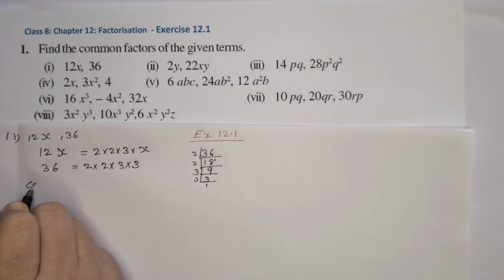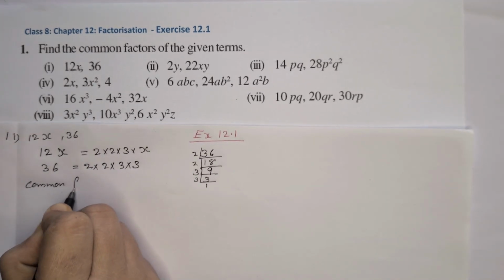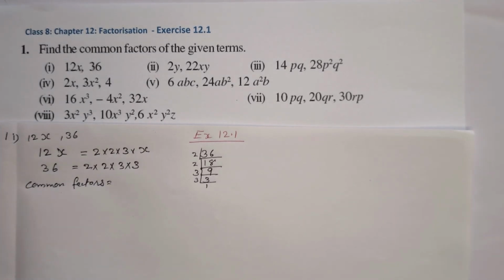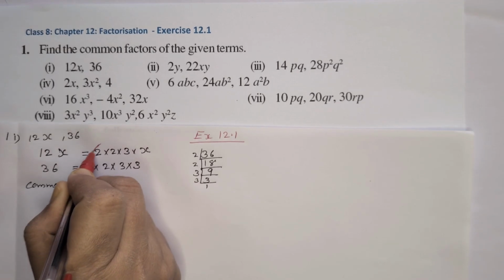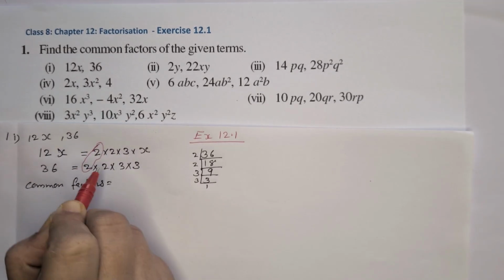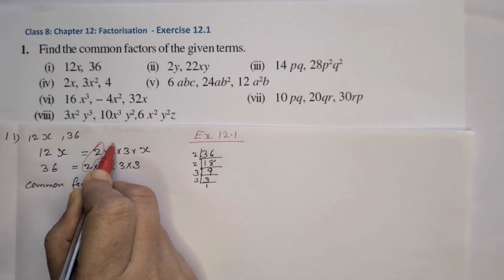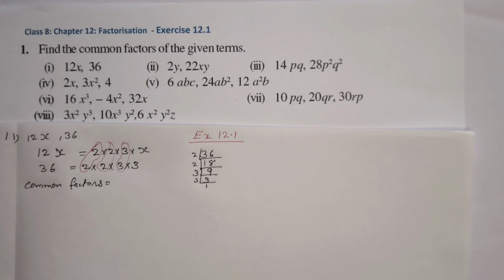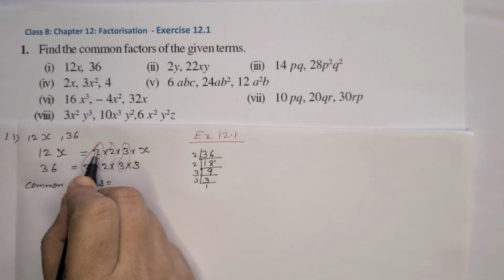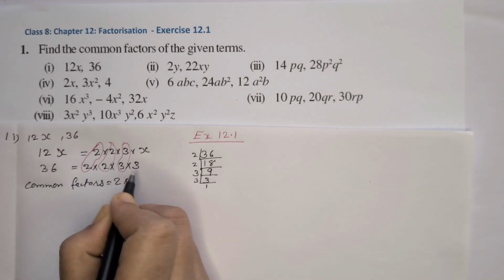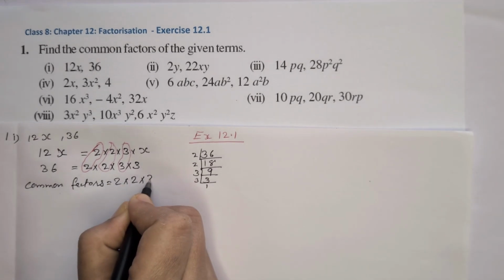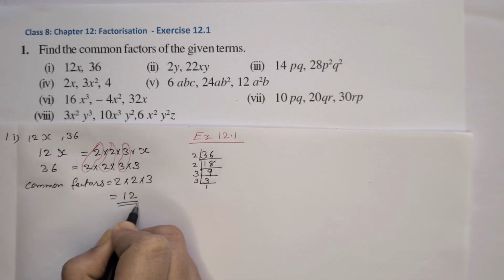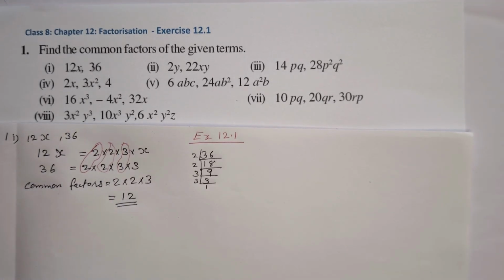From that, common factors. We can see here the common factors. One set of 2 we can take as common in both the terms. One more set of 2. Then one set of 3. These are the common factors. So we can write here one set 2, second set 2 and one set 3, which is equal to 2 into 2, 4, 4 into 3, 12. So the common factor from the first one is 12.